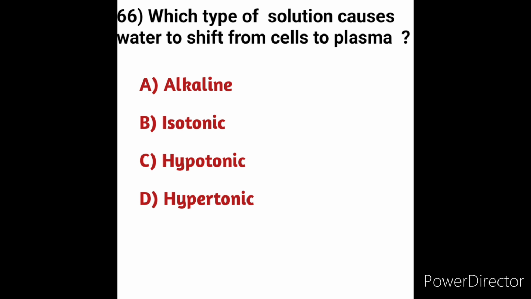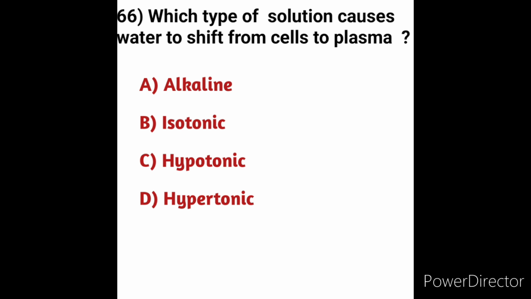What is alkaline? Alkaline means having a chemical behavior opposite to an acid. Here we will see option B, isotonic. Isotonic means the water moves into the cell until it reaches equilibrium and becomes isotonic. This is alkaline and isotonic.